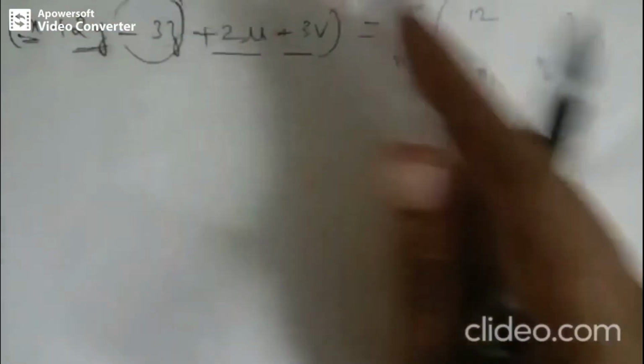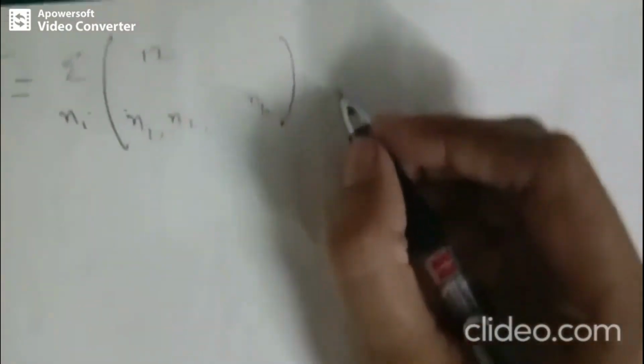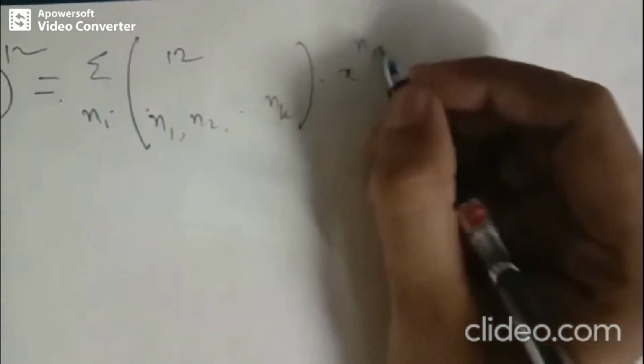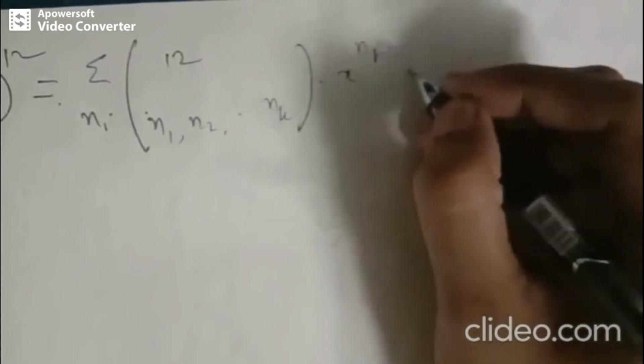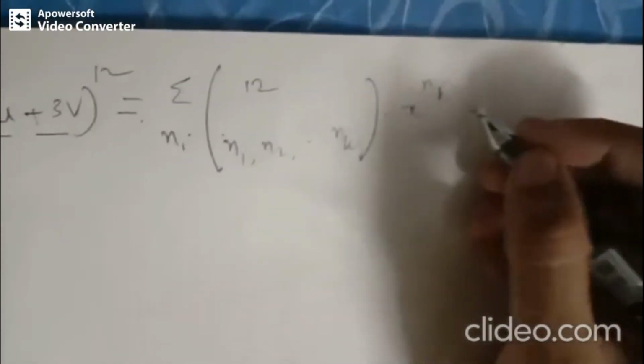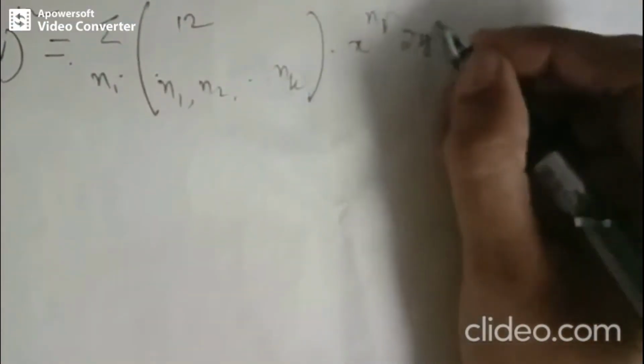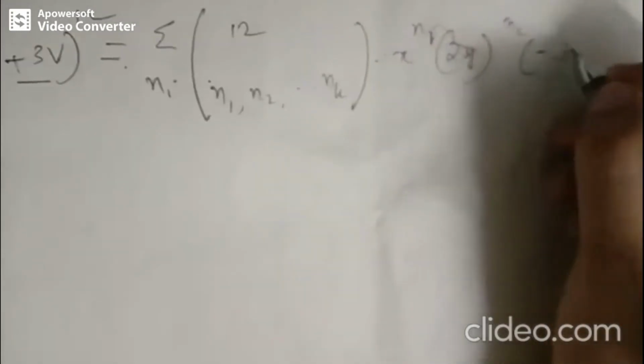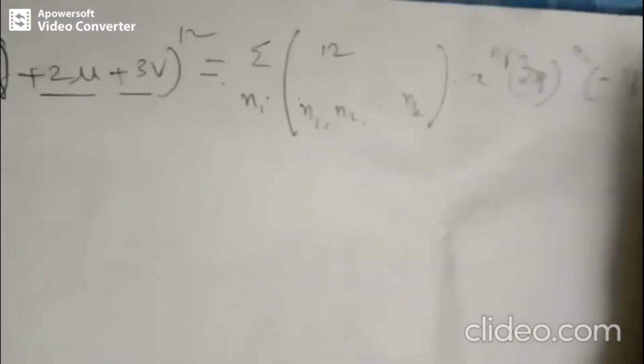So you are going to write x1 raised to n1, x2 raised to n2, like that. So what is your x1? It is x. So x raised to n1, and x2, what is the value of x2 here? It is 2y. So we are going to write (2y) whole raised to n2, and again x3, which is nothing but minus 3z. So I am going to write (minus 3z) whole raised to n3, and (2u) whole raised to n4, and (3v) whole raised to n5.